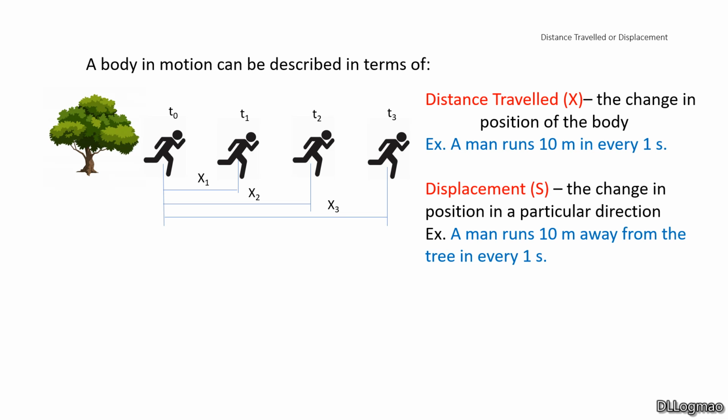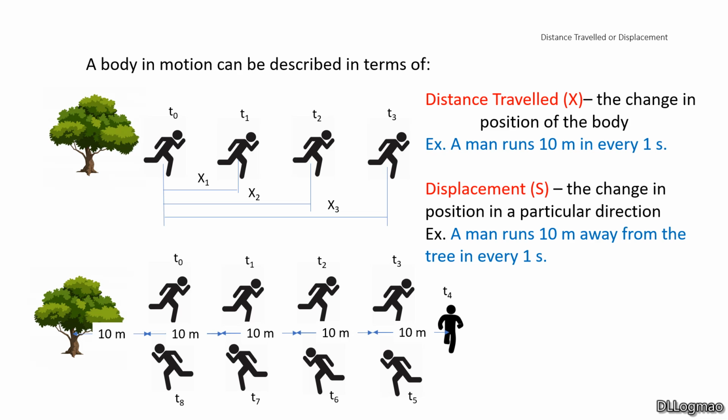The next question is, are the magnitudes of distance traveled and displacement the same? If not, when are the magnitudes of distance traveled and displacement the same? Is it possible for displacement to be greater than distance traveled? In this figure, the man runs in the same direction from time sub 0 to time sub 4. How do the distance traveled and displacement compare?